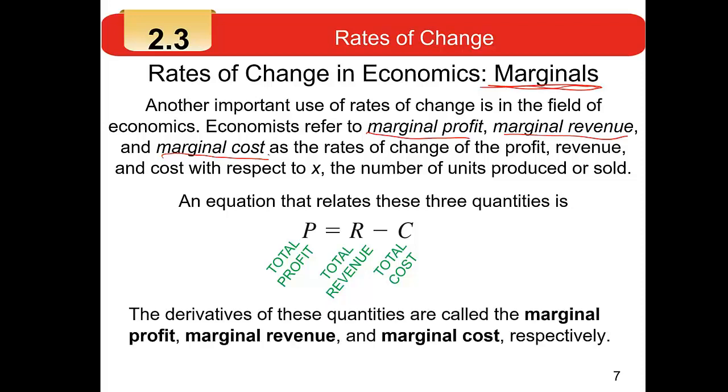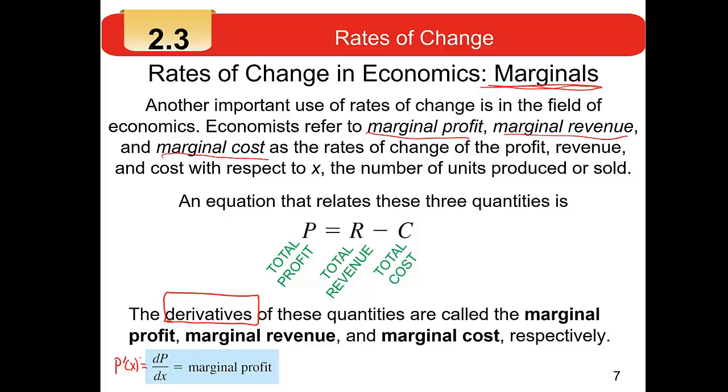And as I said, these are rates of change, so you can use derivatives to do them. That makes life nice, because if you've got a relatively simple profit function, revenue function, cost function, it will be simple to take its derivative, which means calculating these marginal values will be simple. So the marginal profit is the derivative of the profit function. So I wrote here dp over dx. You could also call it p prime of x.